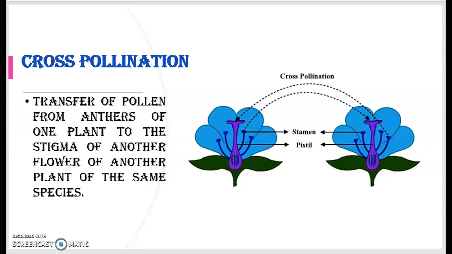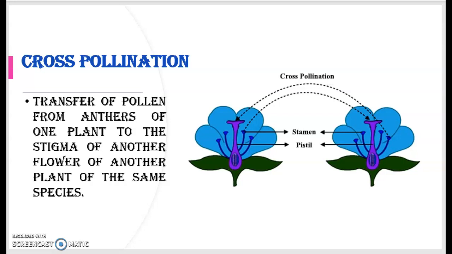I guess you remember what I taught you about the definition of cross-pollination. So cross-pollination is the transfer of pollen grains from one flower to another flower of another plant of the same species. I repeat the definition: transfer of pollen grains from the anther of one plant to the stigma of another plant of the same species. Okay, so copy down the definition. You have to learn the definition. So this is the definition of cross-pollination.